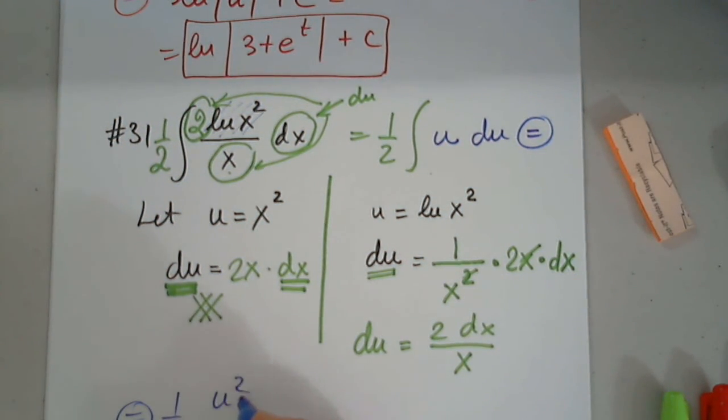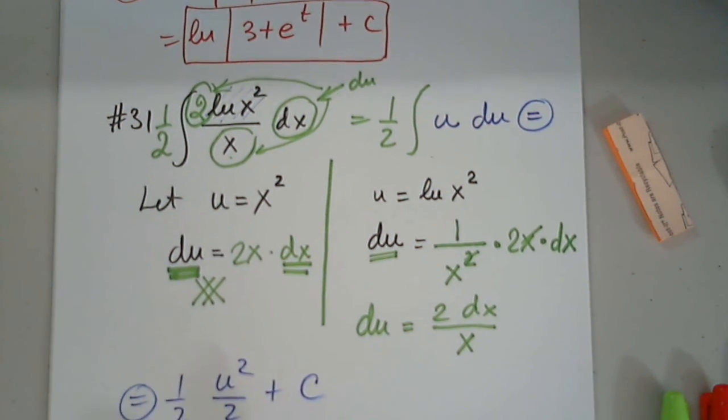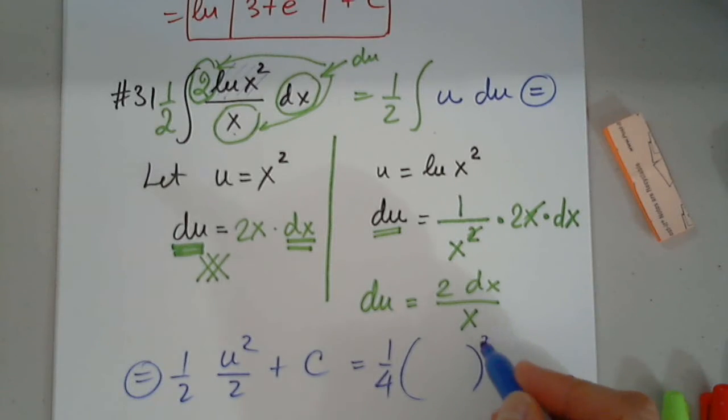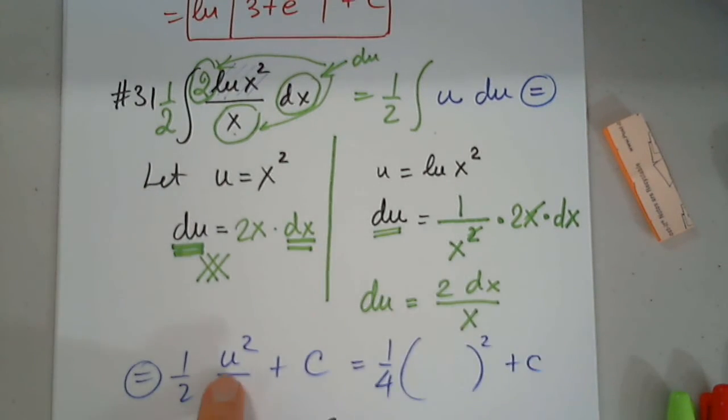1/2 u squared over 2 plus a constant c, or 1/4. Now u has to be replaced. Plus a constant c, and u was natural log of x squared. Very good.